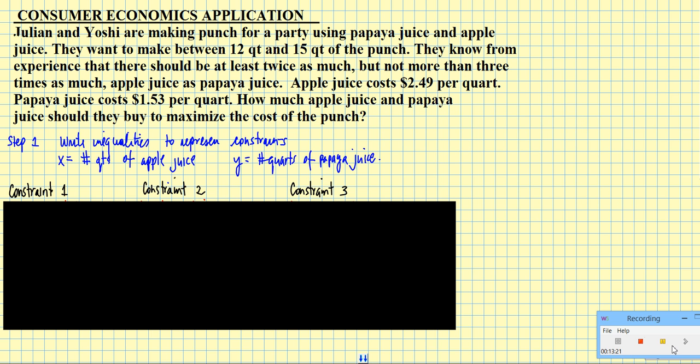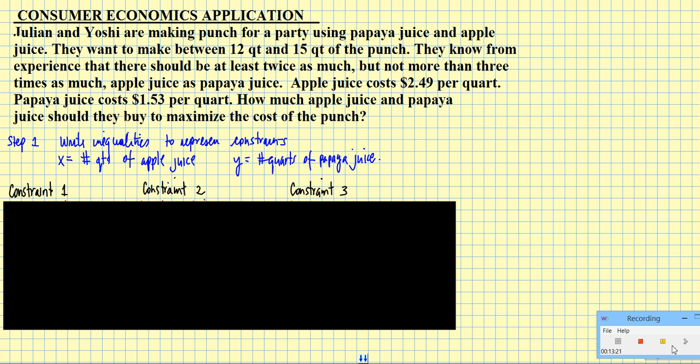All right, so Julian and Yoshi, this is a consumer economics application, and we have that Julian and Yoshi are making punch for a party using papaya juice and apple juice. And they want to make between 12 quarts and 15 quarts of punch. They know from experience that there should be at least twice as much, but not more than 3 times as much apple juice as papaya juice. And we know that apple juice costs $2.49 per quart, and papaya juice costs $1.53 per quart.